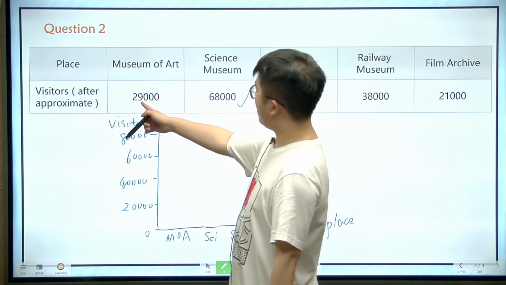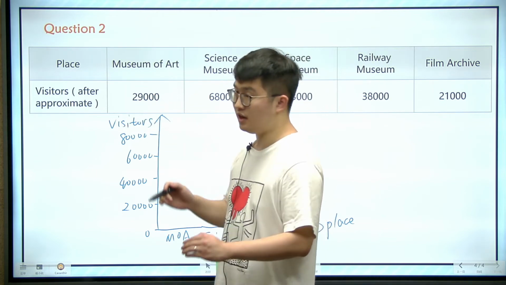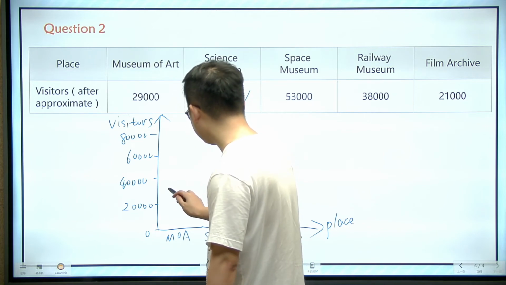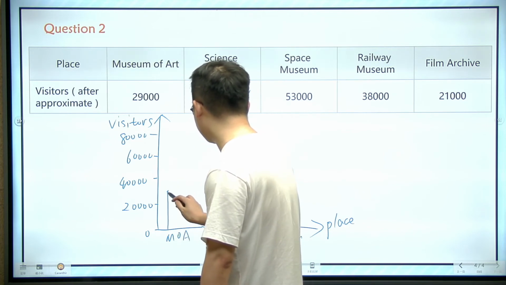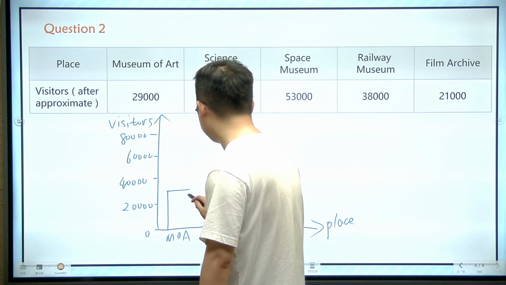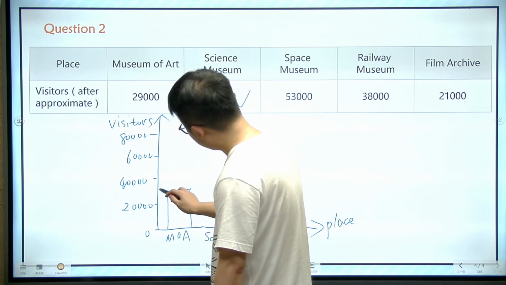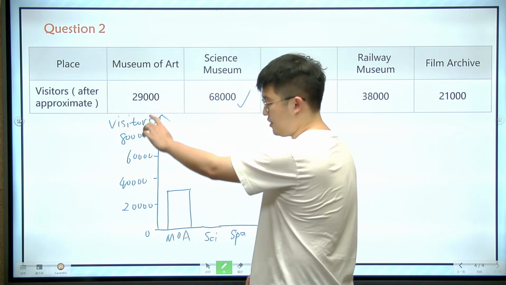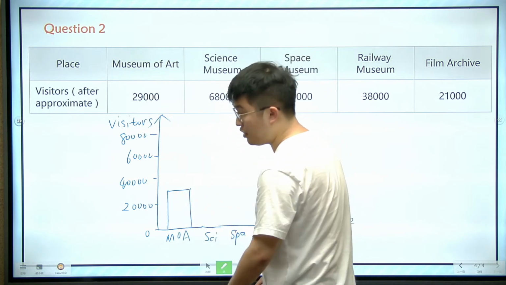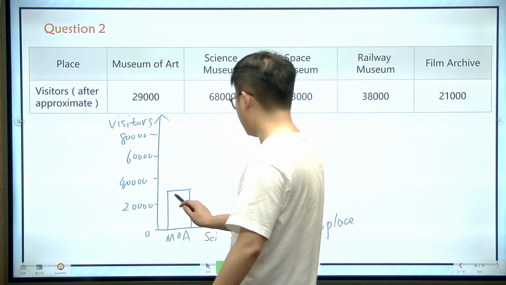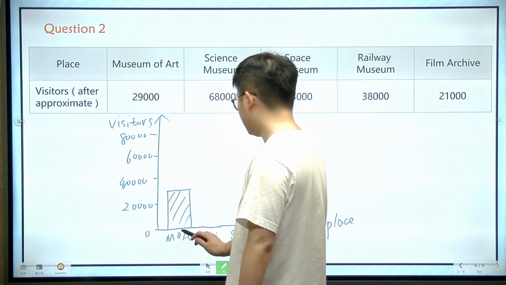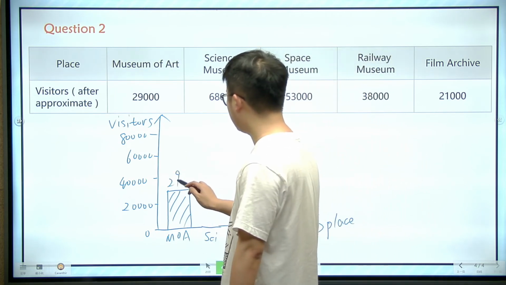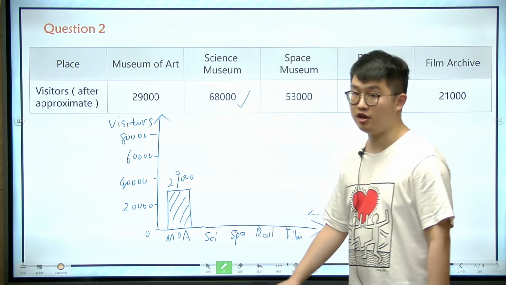Now, the first one is 29,000, something below 30. So we draw a bar, and it goes like this. The height of this bar should represent this number. It's something near 30,000, which means it's the middle of this. And then we can draw some shade, but of course we can just leave it be. And write down the number on the top of this bar.